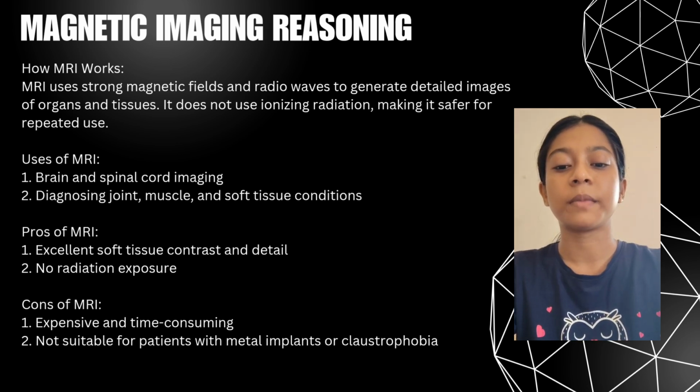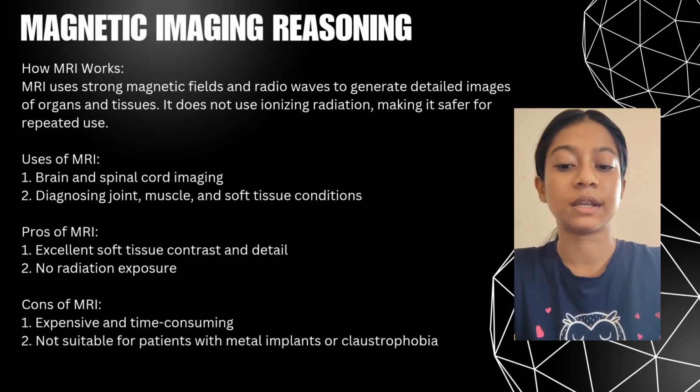Today I am going to discuss the working principle, uses, benefits and disadvantages of MRI. MRI uses a strong magnetic field to align hydrogen nuclei in your body. Radio waves then briefly knock these nuclei out of alignment. As they return to the aligned state, they emit signals that are detected and used to create detailed images of internal structures.